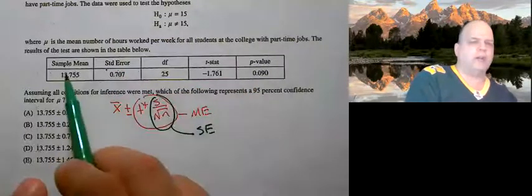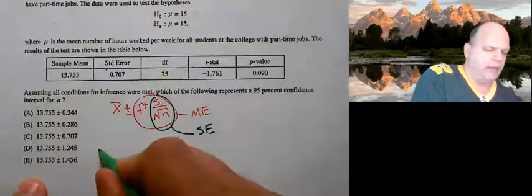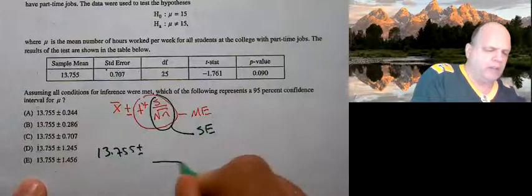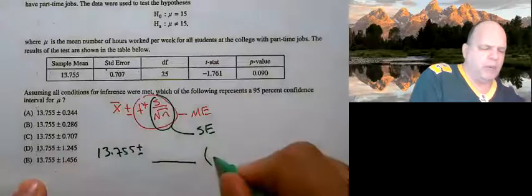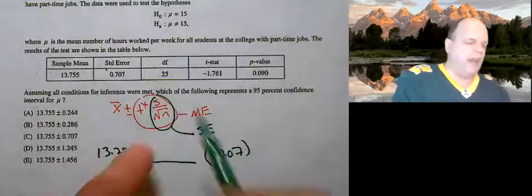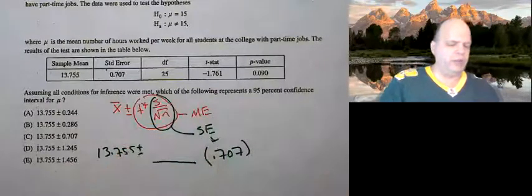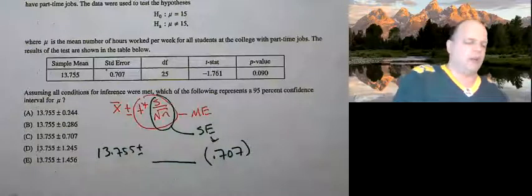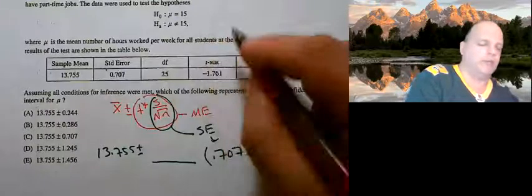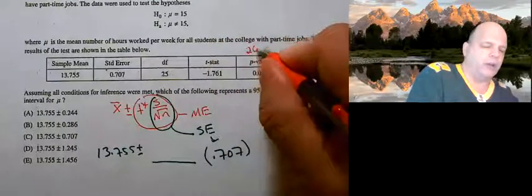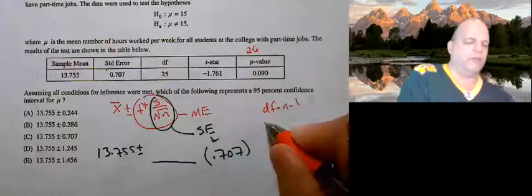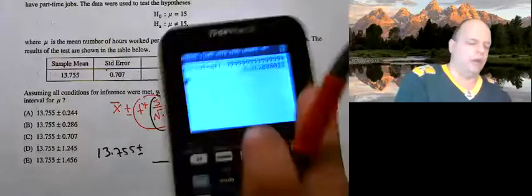So we know our X bar is 13.755 plus or minus. We'll come back to T star, but we're going to be multiplying by 0.707. All right? Because they gave us our standard error of 0.707. So I need to calculate T star. Well, I start looking for my sample size, and I don't have my sample size, but I have my degrees of freedom. My sample size was actually 26. And I know that because my degrees of freedom is n minus 1. So if this is 25, then my sample size must be 26.